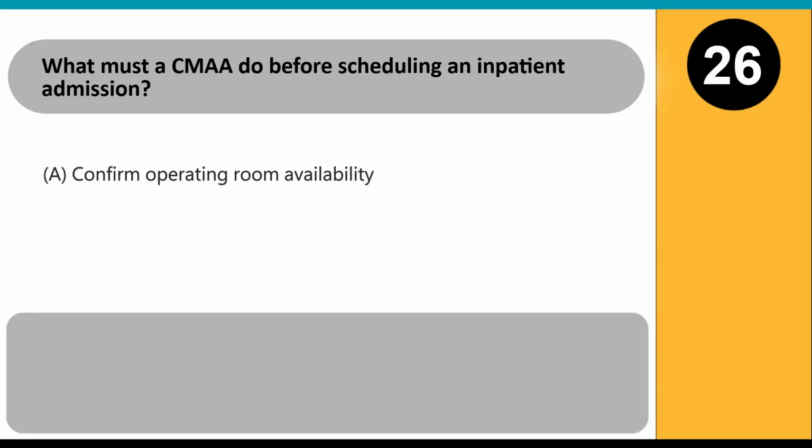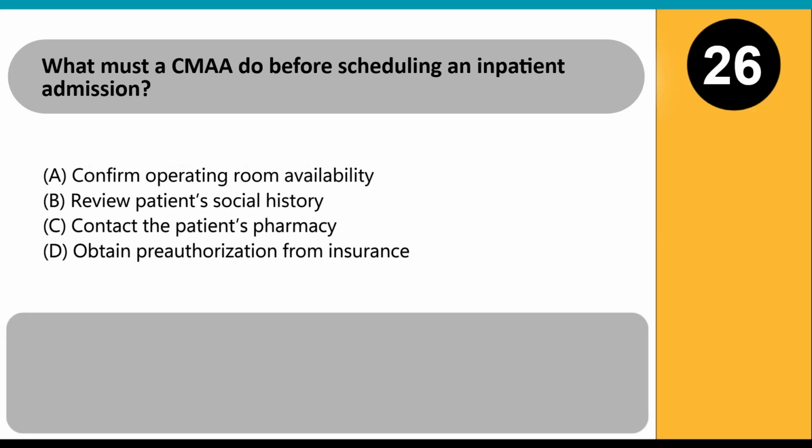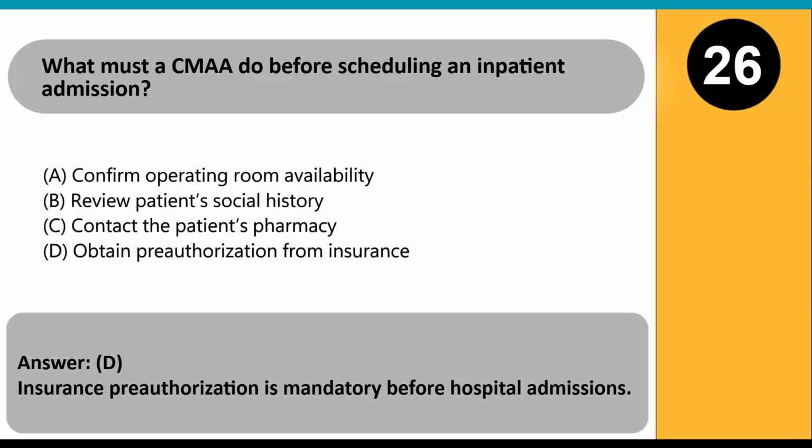What must a CMAA do before scheduling an inpatient admission? A. Confirm operating room availability. B. Review patient's social history. C. Contact the patient's pharmacy. D. Obtain pre-authorization from insurance. Answer D. Insurance pre-authorization is mandatory before hospital admissions.